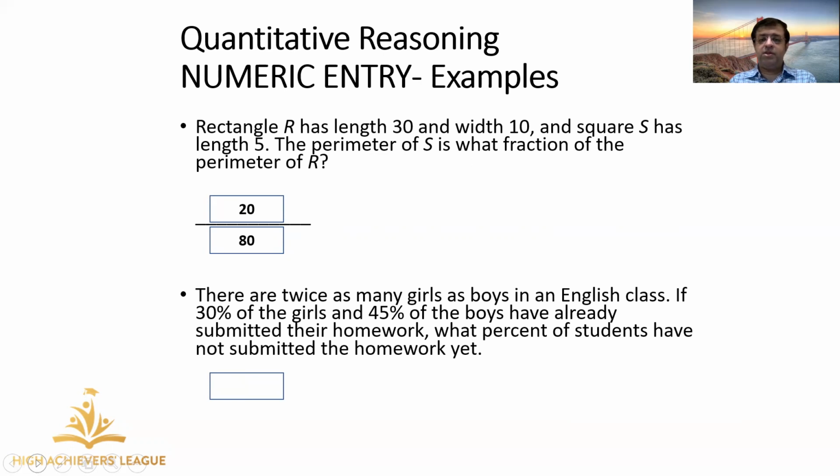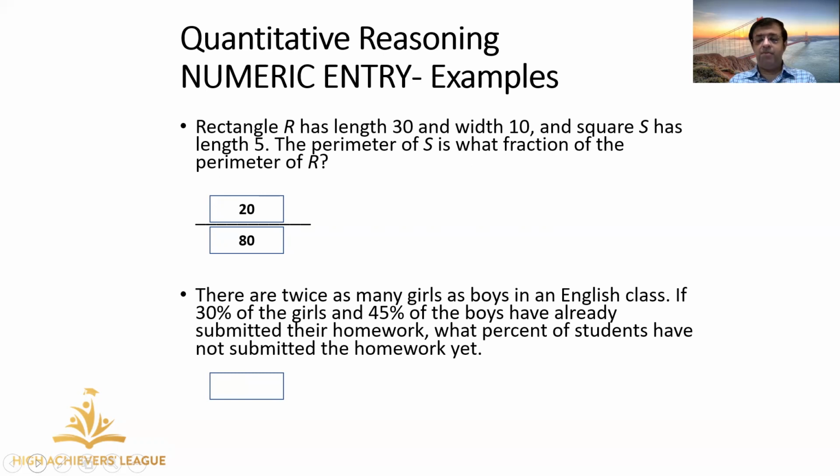So how many boys did their homework? 45 boys did their homework. So 45% of 100 is 45. And how many girls did their homework? 30% of the girls did their homework. So 30% of 200 is what? 60. So 60 plus 45 gives us 105. This means 105 students completed their homework or submitted their homework.